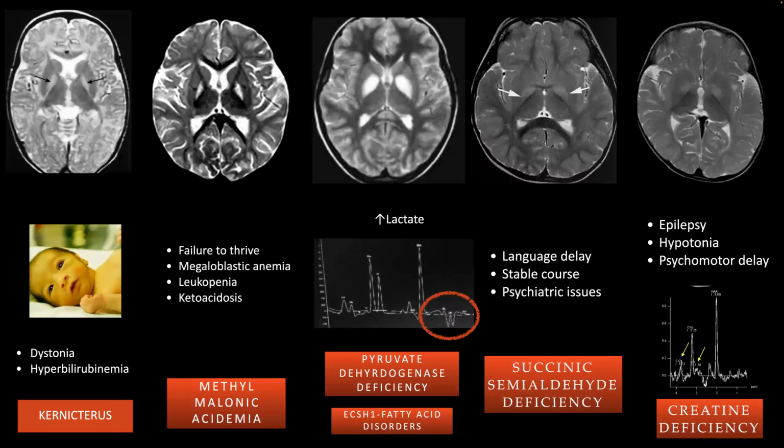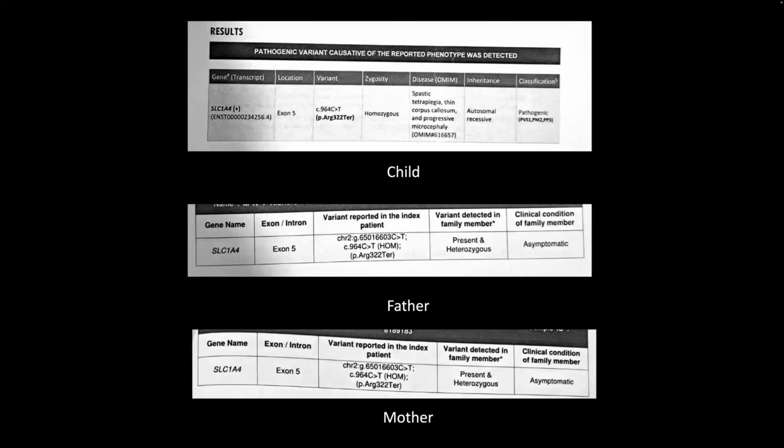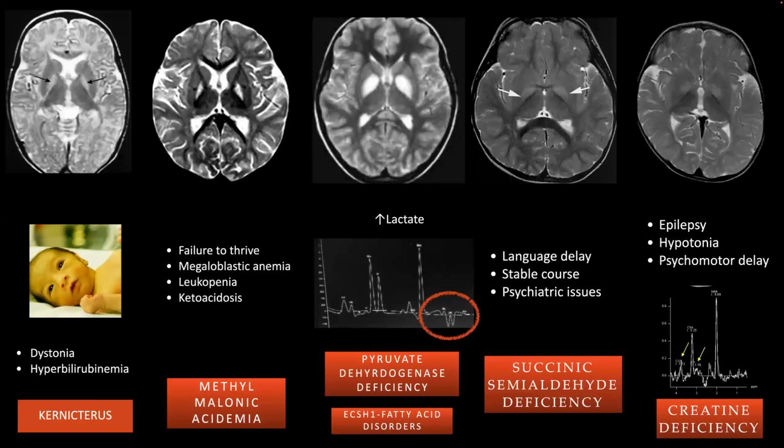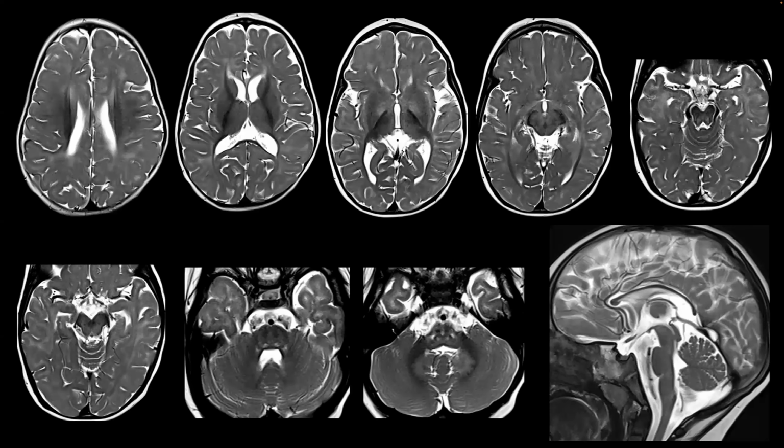Is the patient on medication with vigabatrin? No, he is not. We checked that. We checked West syndrome too, which can have these abnormalities, but no, the child wasn't on vigabatrin.